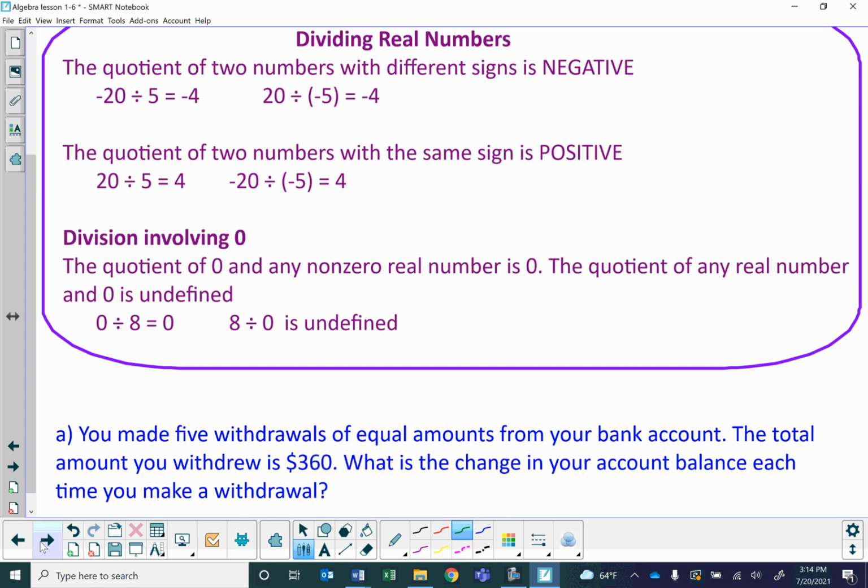The quotient of any real number and 0 is undefined. In other words, 0 divided by 8 equals 0, but 8 divided by 0 is undefined. Think of it this way.